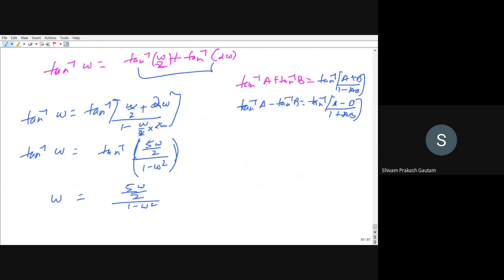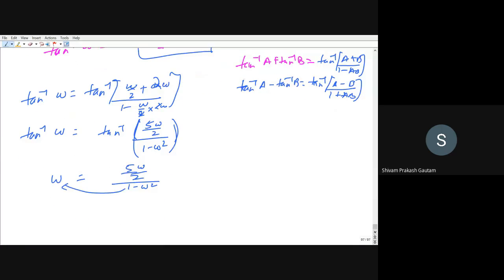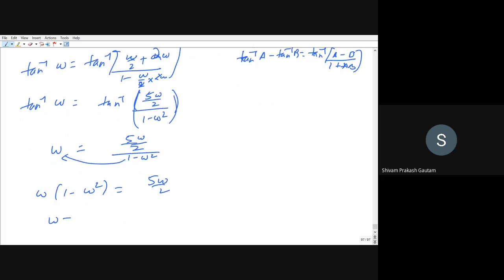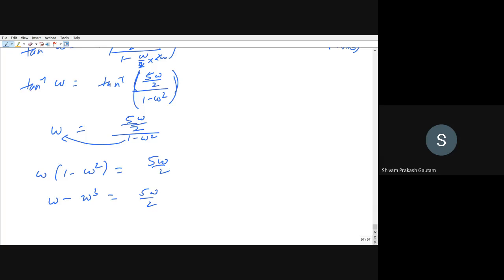So this omega term will come this side. So we will be having omega into 1 minus omega square is equal to 5 omega by 2. So we will be getting omega minus omega cube equal to 5 omega by 2. If you multiply by 2, bring 2 this side, so this will be 2 omega minus 2 omega cube equal to 5 omega.